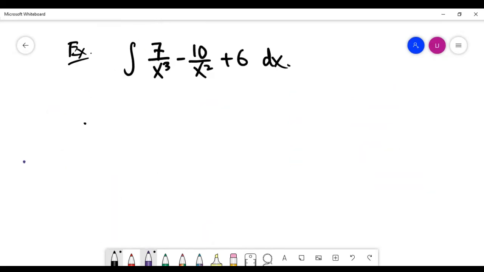So let's look at the current problem for finding the indefinite integral of the given function.